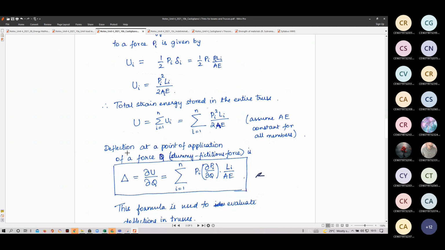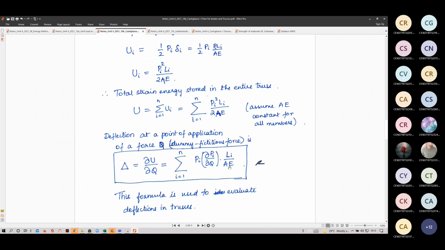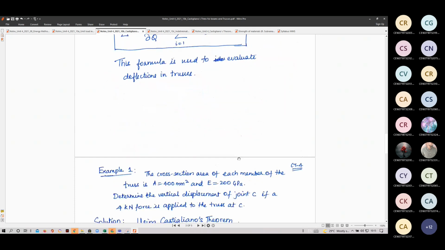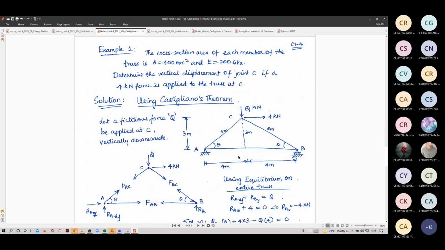Okay. Anyway, this is a very important expression. I want you all to take a note. How do you get P square L by 2AE? You differentiate with respect to a force. Now, P will be a function in terms of Q. So this will be 2P dou P by dou Q. So this is the crux of finding the formula for deflections in truss. So let us do one problem. So let us look at this problem.